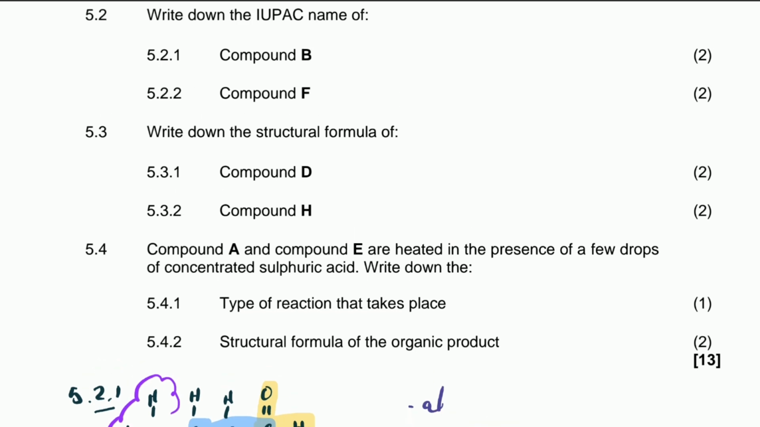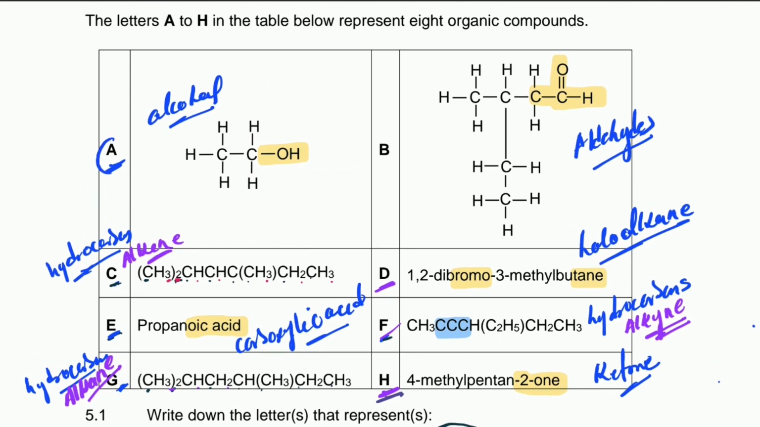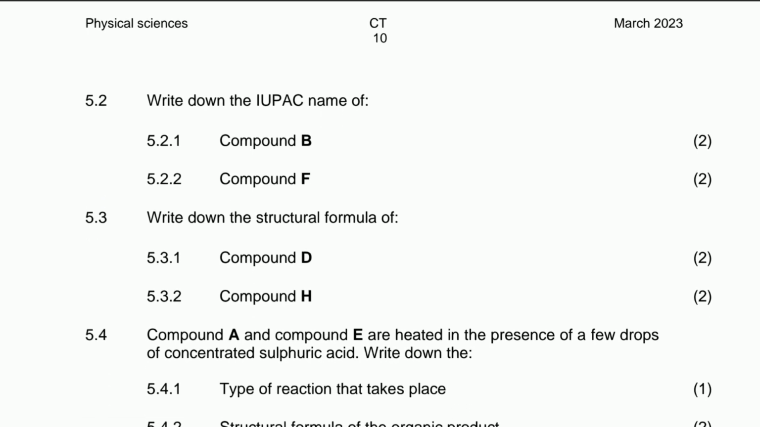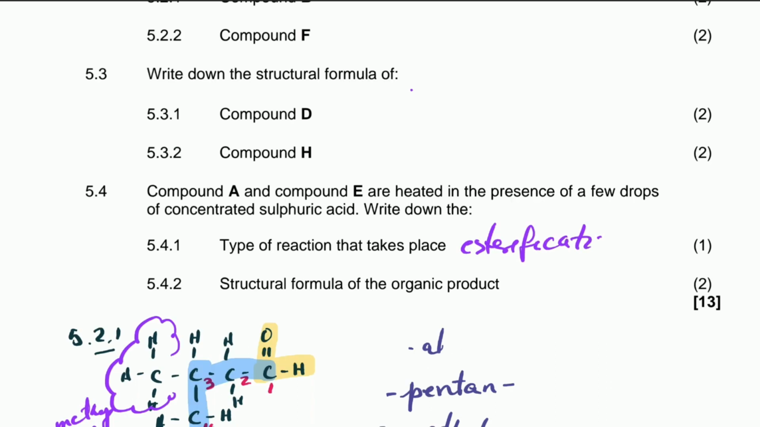So compound A and compound E. We're talking about the alcohol and we're talking about the carboxylic acid. This one is ethanol, you can see it has 2 carbons, and this one is propanoic acid. The question says write down the type of reaction that takes place, and that one is esterification. Esterification, okay?